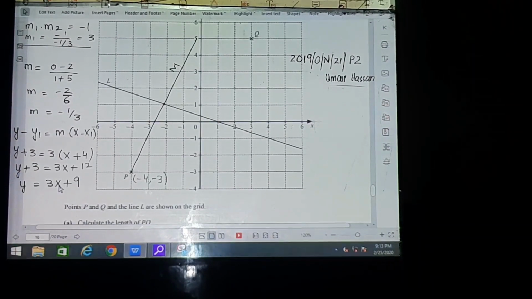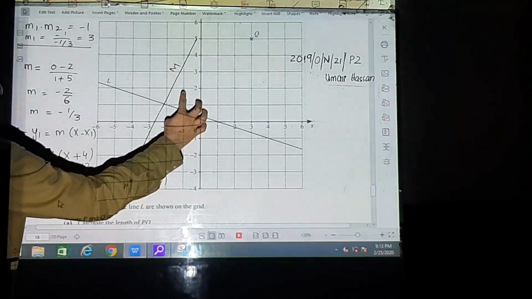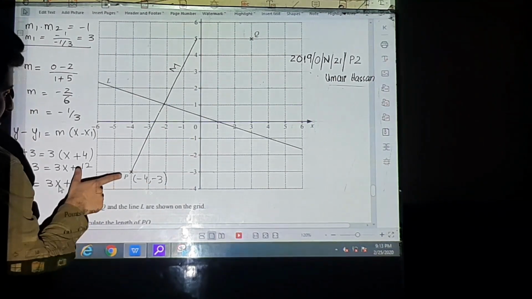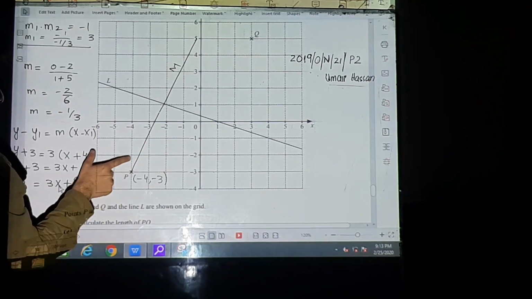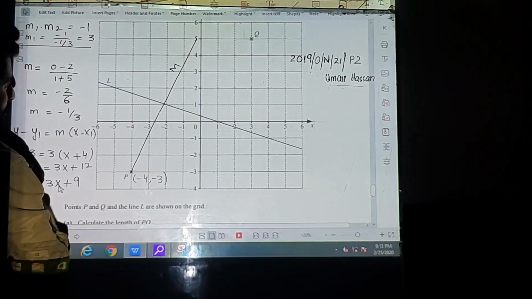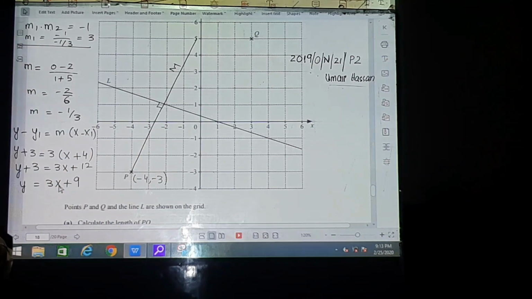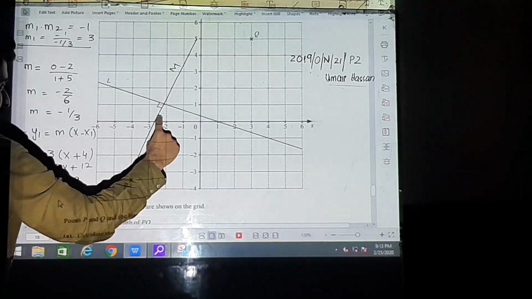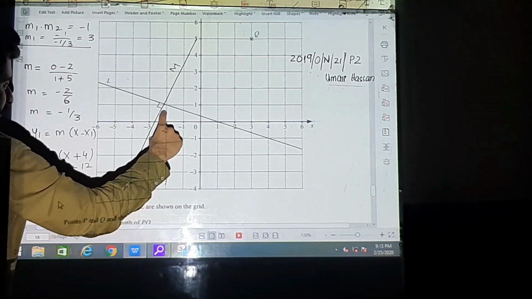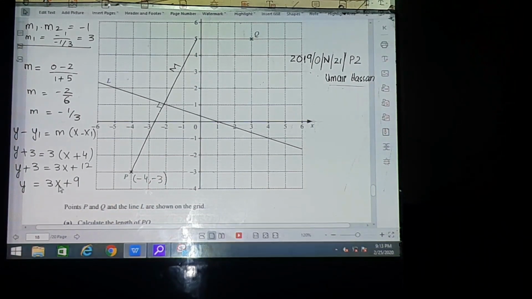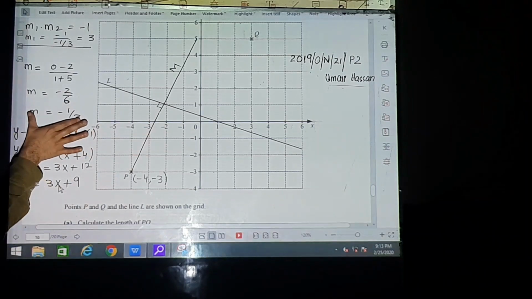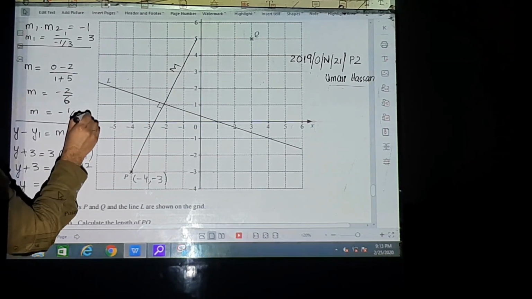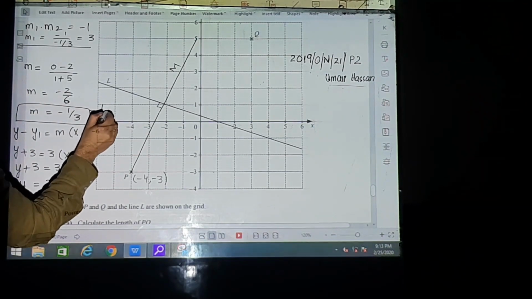In the last part of this question, they have asked us to find the equation of a line M which is passing through P, and this line M passing through P is perpendicular to line L, like this. We have to express its equation in y equal to mx plus c form. So the gradient of line L was -1 over 3.